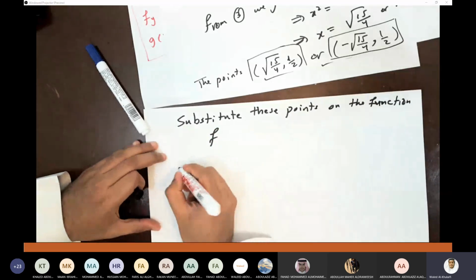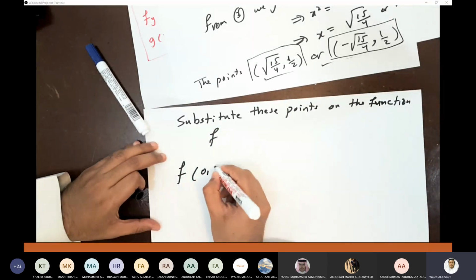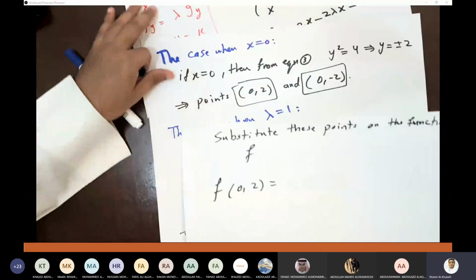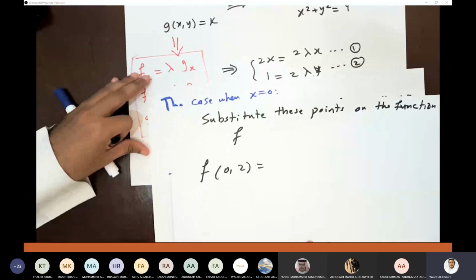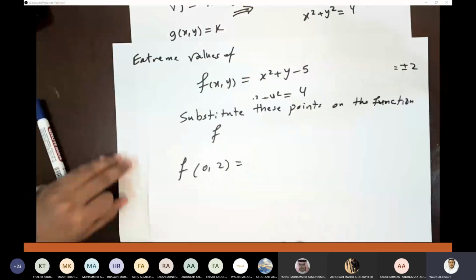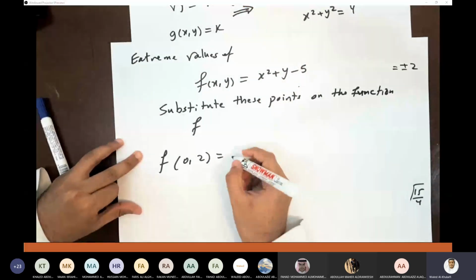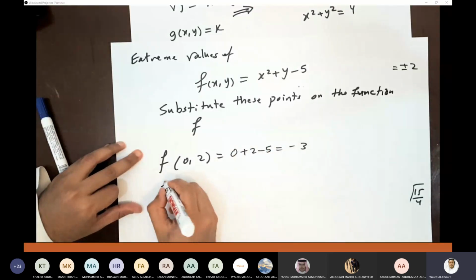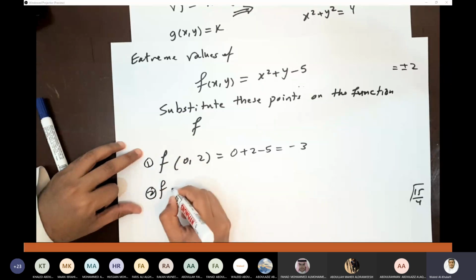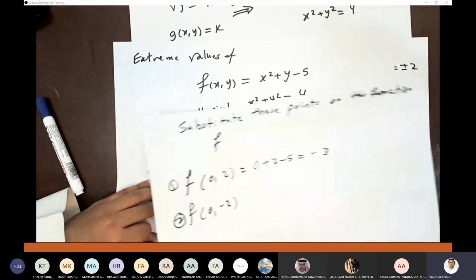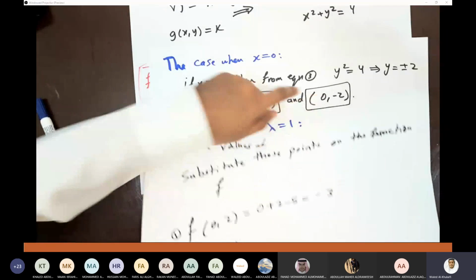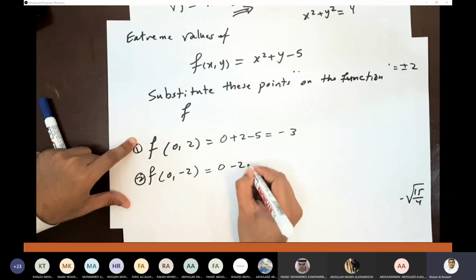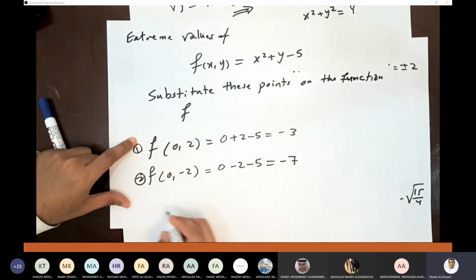طيب الآن نجي أول واحدة, f of (0, 2) إيش يساوي؟ اللي هو البوينت رقم 1. وخلينا نتذكر الاف يا شباب. الاف ايش هي؟ اللي هي هذه x square plus y minus 5, فيعطينا 0 plus 2 minus 5 أعطاني نيجاتيف 3. طيب هذا البوينت رقم 1. بوينت رقم 2 اللي كان (0, نيجاتيف 2), اللي جبناها قبل شوية. اوكي, فايش يصير يا شباب عندي؟ 0 نيجاتيف 2 نيجاتيف 5 أعطاني نيجاتيف 7. حلو.